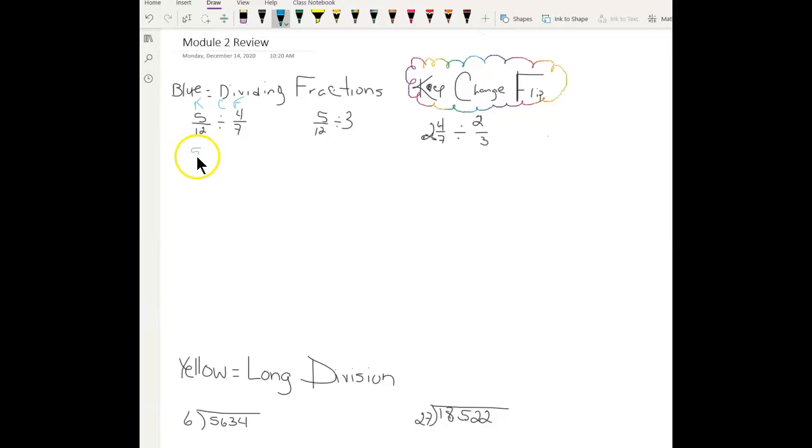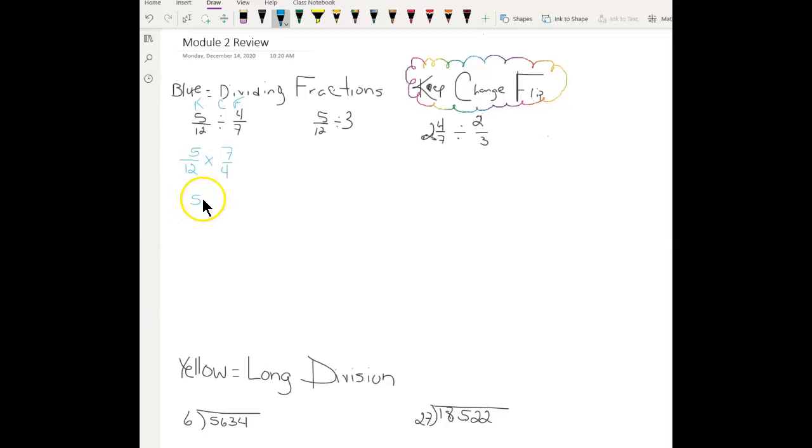5/12, we keep it. And now we change this, because we like to multiply. Yes, we do. And then we're going to flip the second fraction upside down. So now it becomes 7/4. And now all we're going to do is multiply straight across.